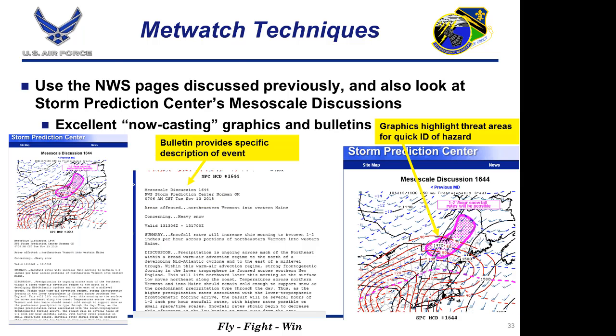Once again, a great METWatch technique is reviewing National Weather Service bulletins and SPC mesoscale discussions. These bulletins provide specific descriptions of the event and highlight areas on maps to quickly identify the threat. SPC mesoscale discussion bulletins are written by meteorologists with many years of experience, and they explain what is happening and why it is happening.